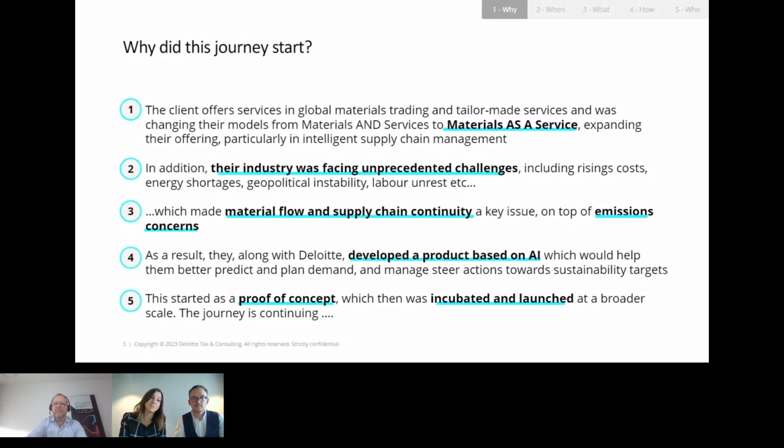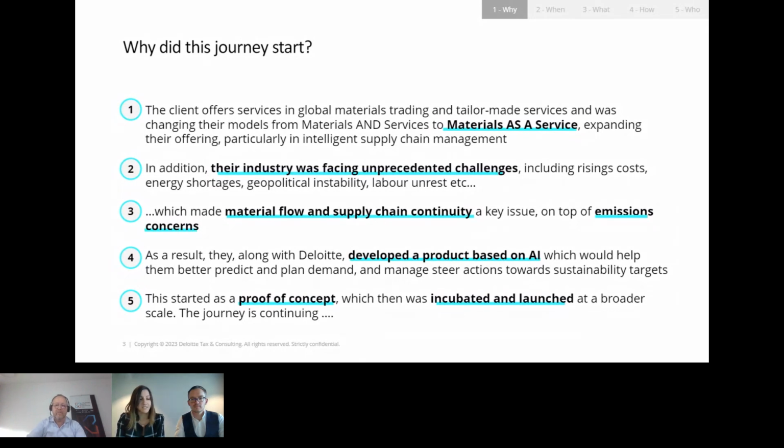Now, as it's been said before, and as I think we keep hearing, the industry is facing big challenges: the cost, energy shortages, geopolitical instability, to name just a few. I think everyone listening is well aware of that. Combined, that made material flow and supply chain continuity quite a challenge for them. And at the same time, they needed to stay on top of their emissions.